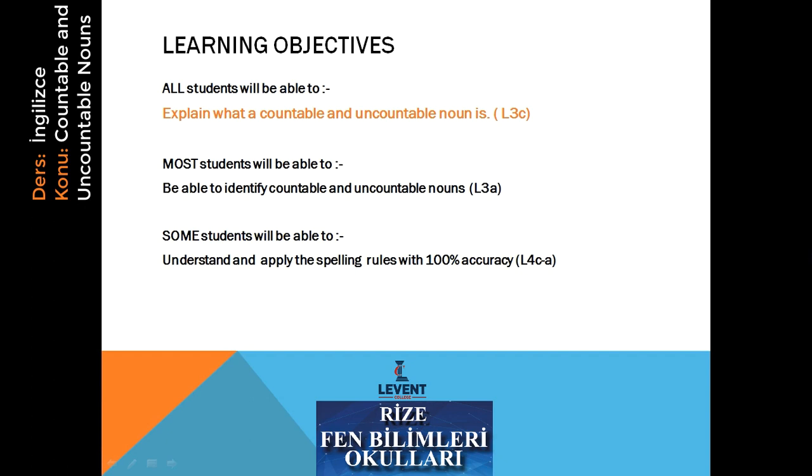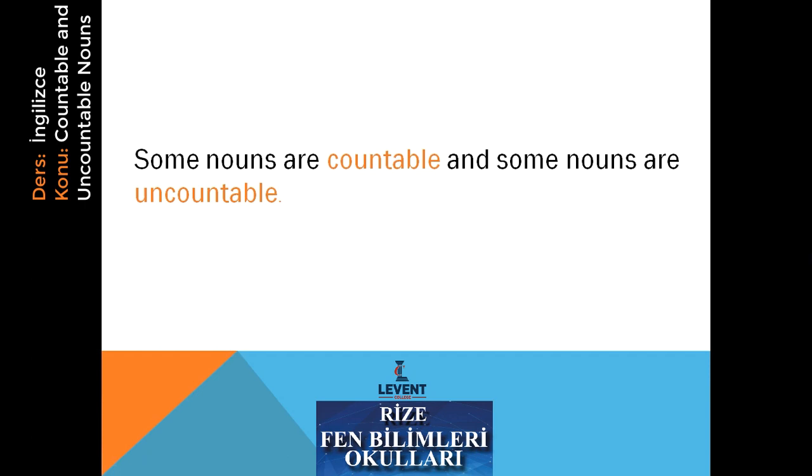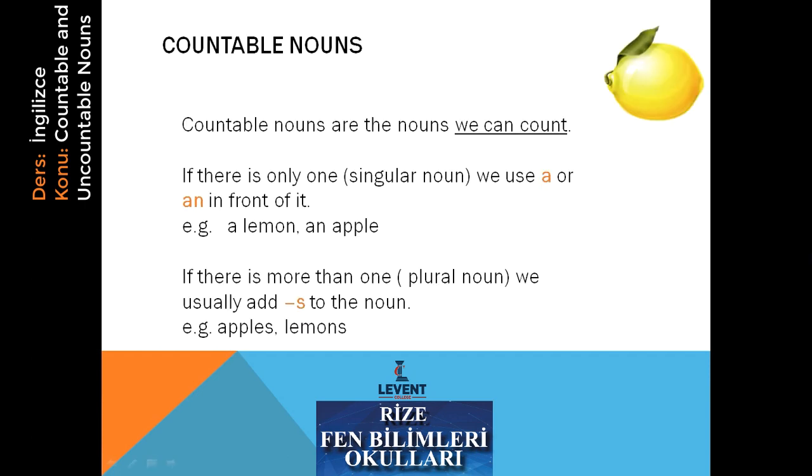So let's start by remembering what a noun is. A noun is a word used to identify any of a class of people, places, or things. Some of these nouns are countable and some of them are uncountable. Let's take a look at the countable nouns first. So countable nouns are, obviously, the nouns we can count.